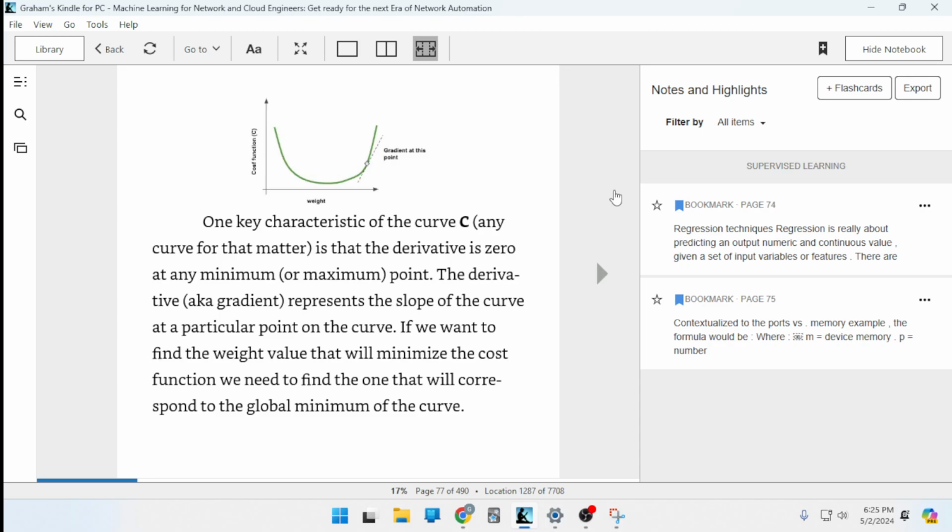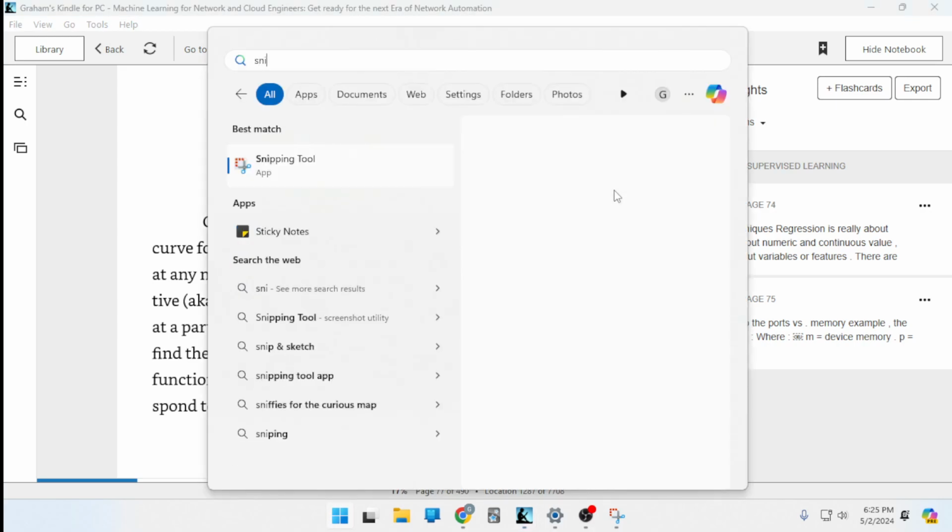So now as the weight goes up and the cost function, so we've got a gradient at this point. So I'm not sure what that means. Let's ask ChatGPT.